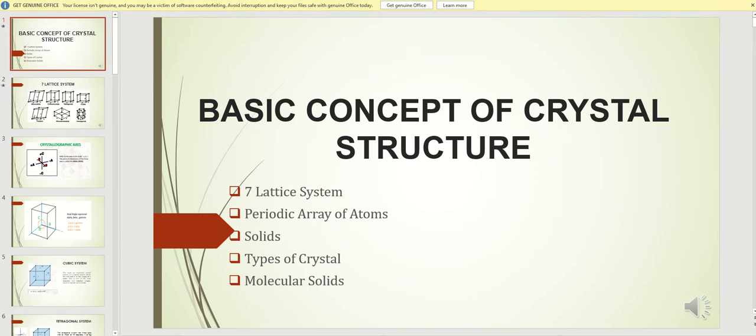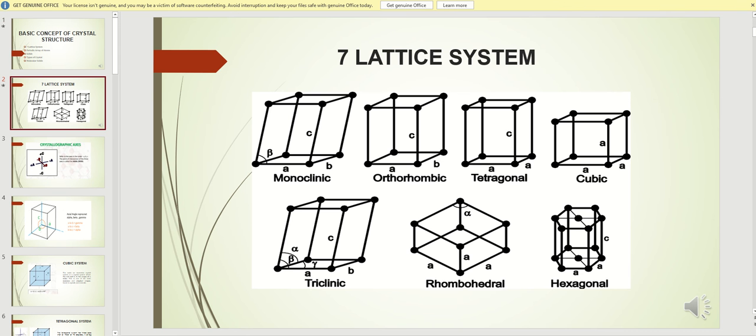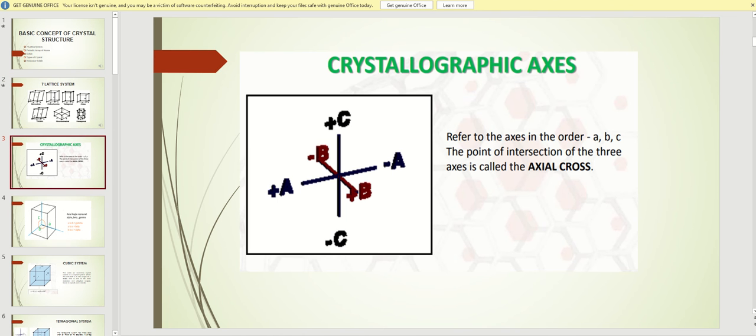Basic concept of crystal structure, where we're going to talk about the 7 lattice systems, periodic array of atoms, solids, types of crystal, and molecular solid. So these are the 7 lattice systems: the monoclinic, the orthorhombic, the trigonal, cubic, triclinic, rhombohedral, and hexagonal. What is a crystallographic axis?